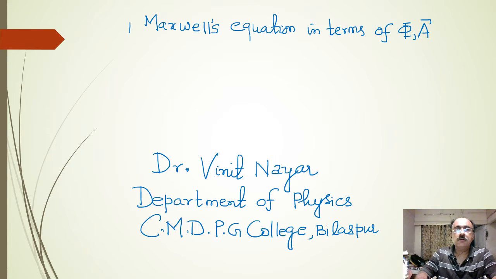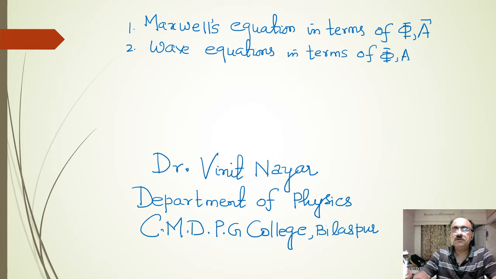Another point we will discuss here is how to derive the wave equations. Now wave equations will also be in terms of the potentials A and phi, because when we have written the Maxwell equations in terms of phi and A, the wave equations can also be written in terms of phi and A.